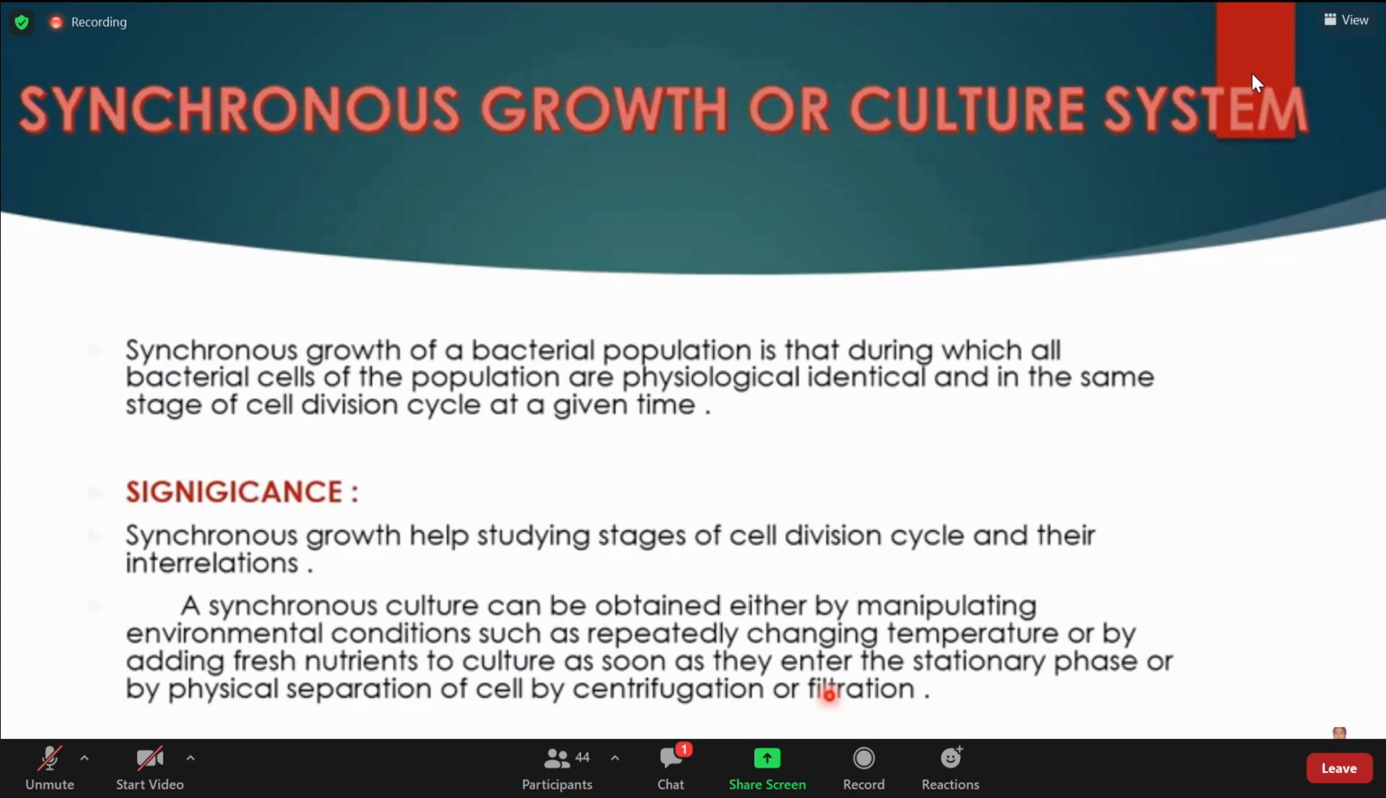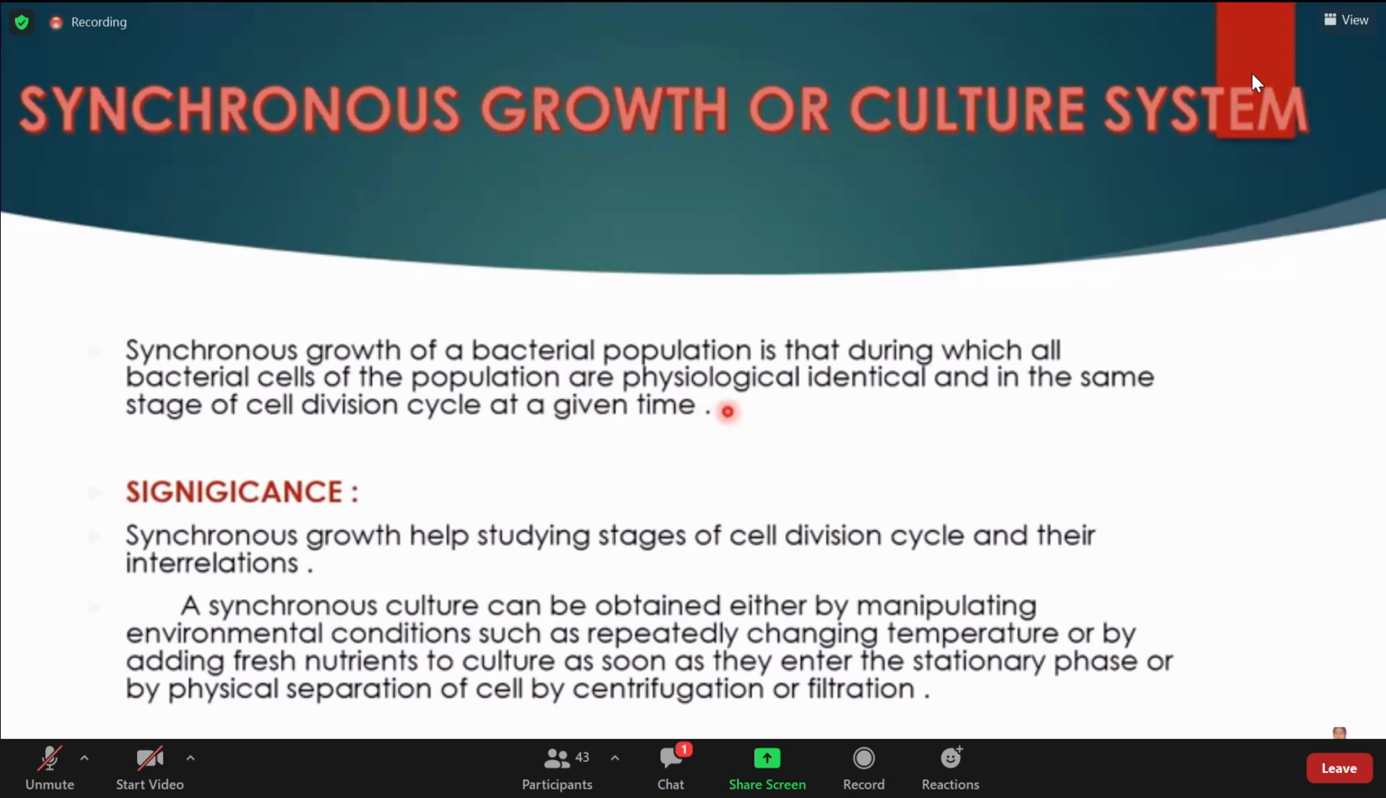See, in most bacterial cultures, the stages of growth and the cell division cycle are completely random, and thus it becomes difficult to understand the properties of these bacteria during the course of the division cycle using such cultures. What cultures? That is continuous cultures and batch cultures. To overcome that, we opt for this type of culture called synchronous growth or synchronous culture system, where all the bacterial cells of the population are physiologically identical and in the same stage of cell division cycle at a given time. This is very important.